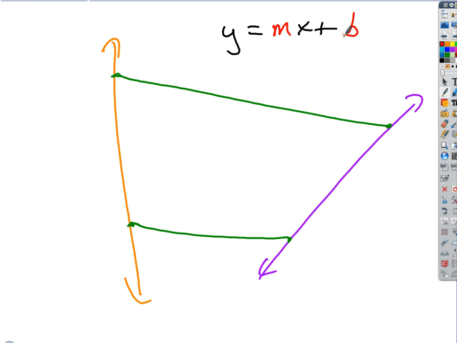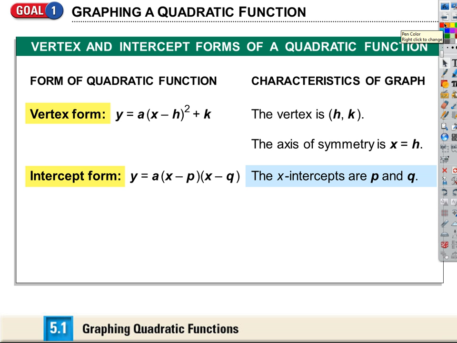You've got to dial in 2 numbers to specify a line: a slope and a y-intercept. Parabolas are a little bit more complicated. Parabolas require 3. I have to dial in an A and an H and a K, or an A and a P and a Q, or an A and a B and a C, right? But I've got to adjust 3 things to get a parabola exactly where I want it.